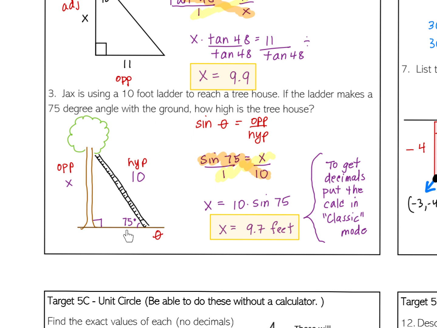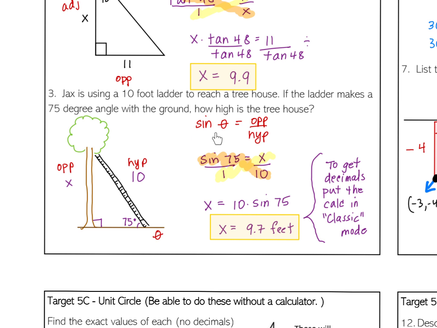So your angle is going to go, here's the ground and here's your ladder. So your 75 goes down at the bottom. The height of the tree house is what you're trying to find. So this is your x value. This is the ladder. That's the hypotenuse. That's 10. So from this angle, theta, we're looking at the opposite and the hypotenuse.